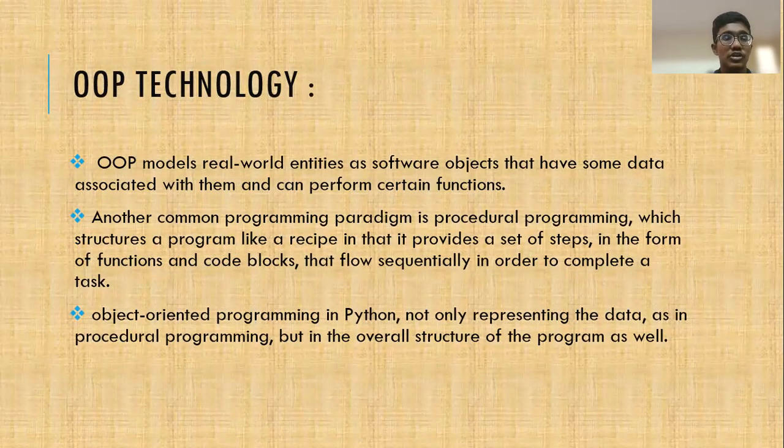OOP here stands for object-oriented programming. OOP models real-world entities as software objects that have some data associated with them and can perform certain functions. Another common programming paradigm is procedural programming, which structures a program like a recipe in that it provides a set of steps in the form of functions and code blocks that flow sequentially in order to complete a task. Object-oriented programming in Python represents not only the data, as in procedural programming, but also the overall structure of the program.